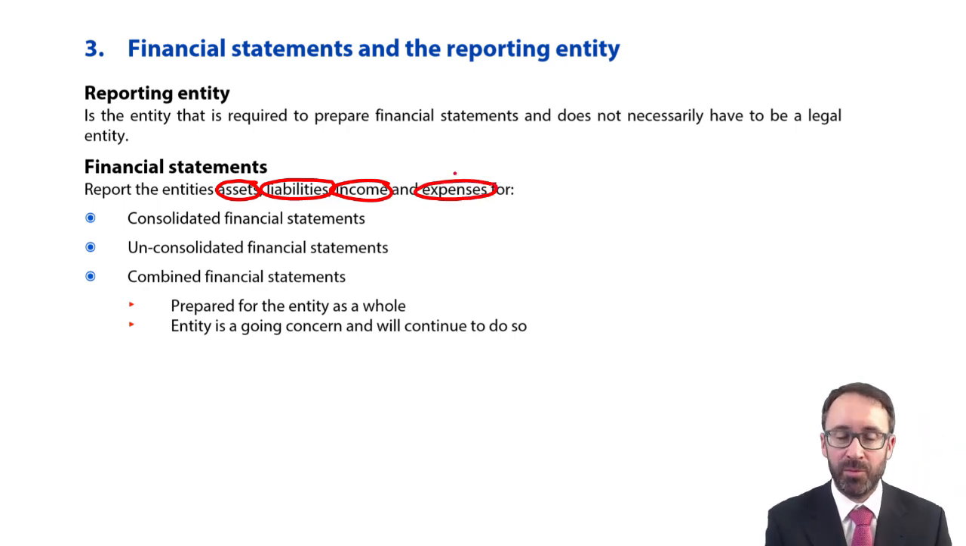On the statement of financial position, we see the assets and liabilities, and assets less liabilities gives you equity. So the framework is giving you guidance as to what you should be reporting there on the SFP. And then in the statement of profit or loss, it's giving you guidance as to the reporting of your income and your expenses. What you need then, however, is to think about how those assets, liabilities, income, and expenses are reported. For what type of reporting entity are they prepared?